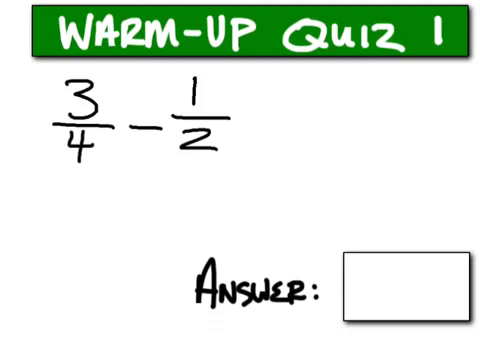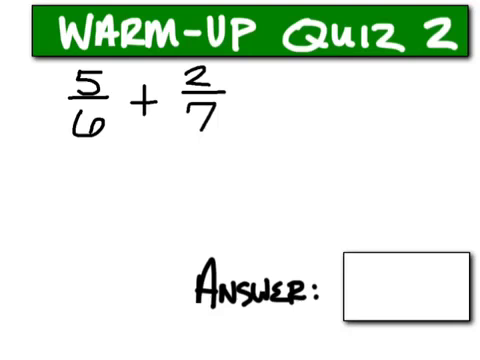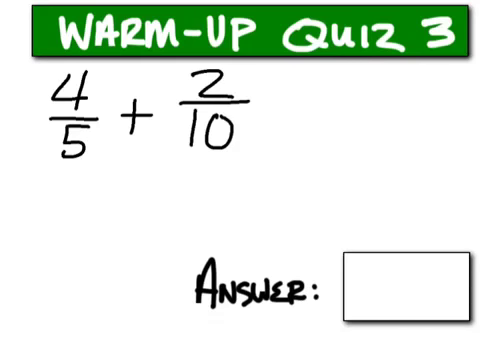Okay, it's for that one. Should be 1. Oops. 1/4. Number 2. All right, answer for this one should be 47 over 42. Okay, answer should be 1.